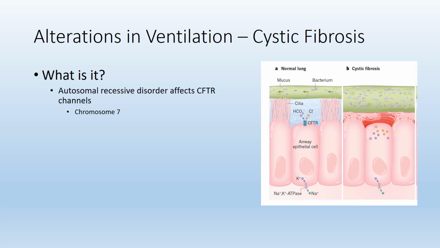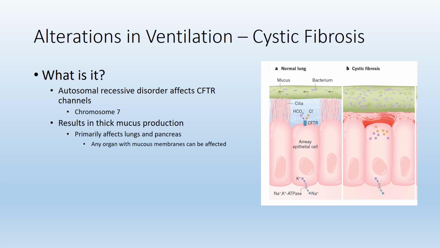Cystic fibrosis is an autosomal recessive disorder. It occurs on autosomal genes, specifically on chromosome number 7. The acronym stands for Cystic Fibrosis Transmembrane Conductance Regulator, and what this channel is responsible for is transport of chloride into and out of the cell. So in this image over here, we have a CFTR protein, and the CFTR protein allows chloride to get out of the cell.